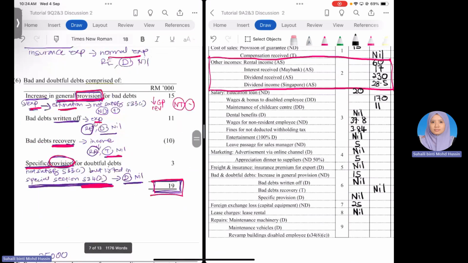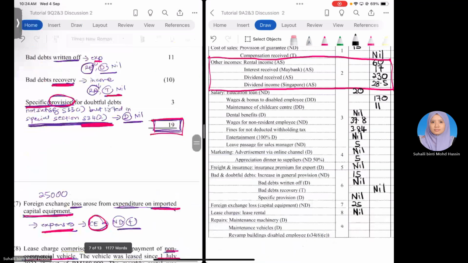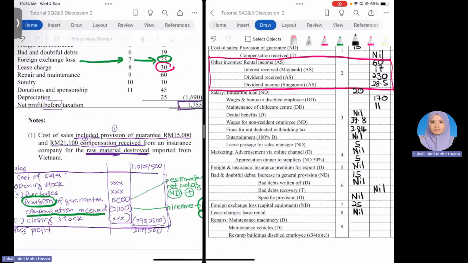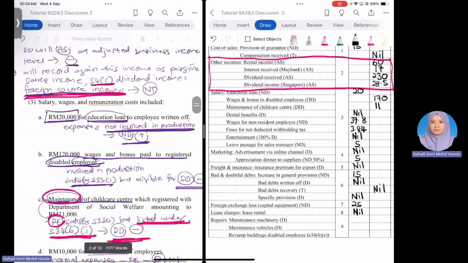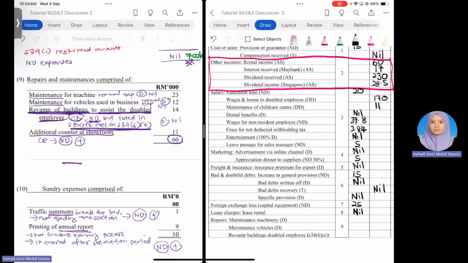We have number 9. Alright, so we have repair and maintenance, 60,000 ringgit. You deducted repair and maintenance of 60,000 ringgit in the SOCI, so we see the detail for number 9. The total amount that you already deducted in SOCI, 60,000 ringgit, comprises 4 items: maintenance of the machinery, maintenance of the vehicle used in the business, revamp of the building to assist the disabled employee, and additional counter at the showroom.